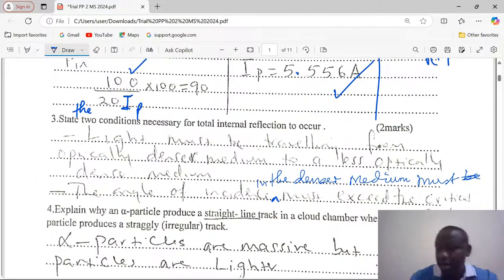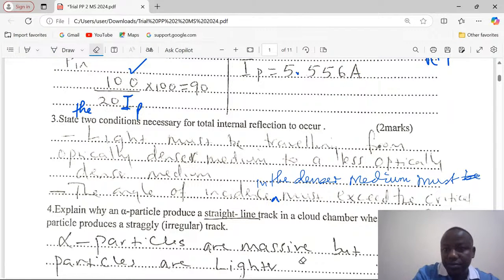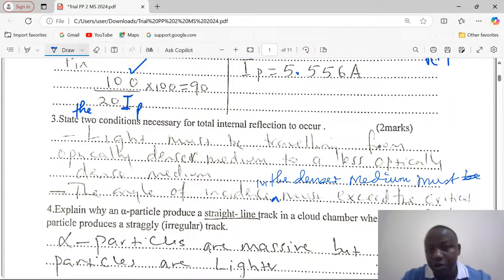Now, this is what we mean. When light is traveling, let me illustrate that. Let's say we got two media here, media 1 and media 2.